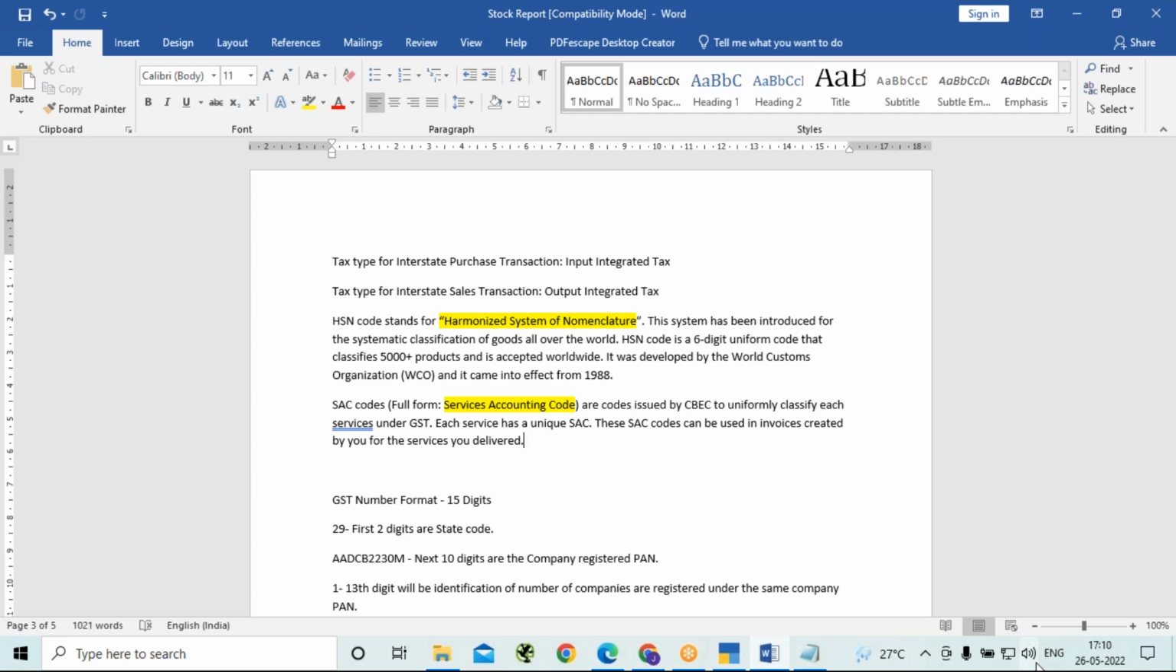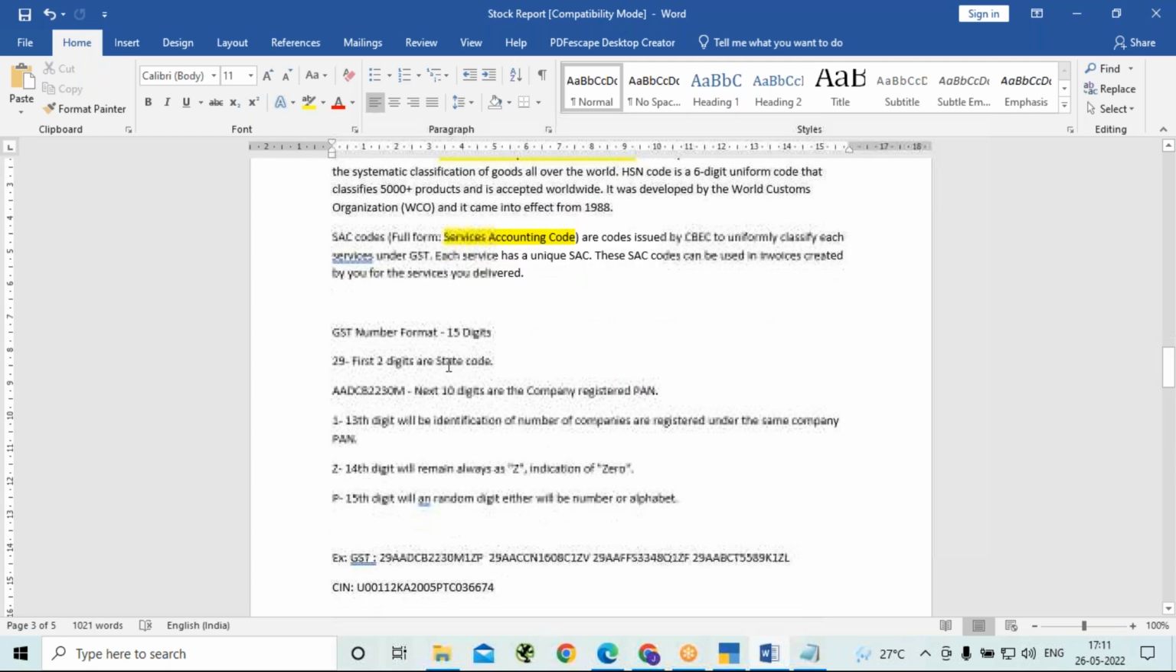Now, when you get your business registered, either as a composition dealer or as a regular dealer, you will get a GST number, which is an identification number, also called GSTIN, which means GST identification number.